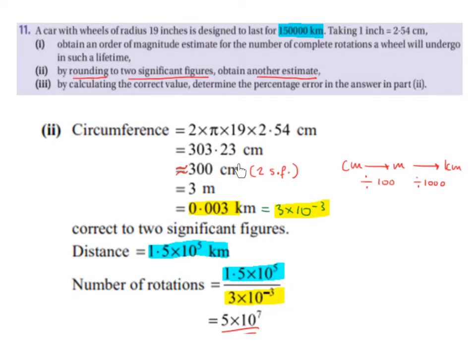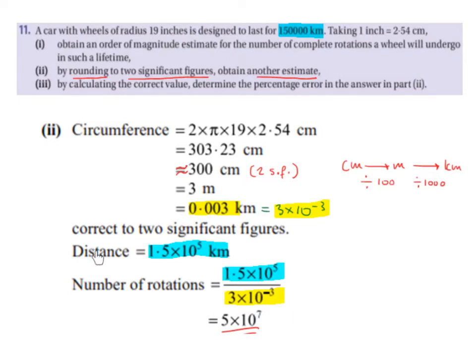And 300 centimetres is 3 metres, which is 0.003 kilometres. So again, to change from centimetres to metres, we divide by 100. And to change from metres to kilometres, we divide by 1,000. And 0.003 kilometres is the same thing as 3 times 10 to the power minus 3 in scientific notation or standard form. So this is correct to two significant figures. Although there is only one significant figure, we do take the other 0 to be a significant figure.